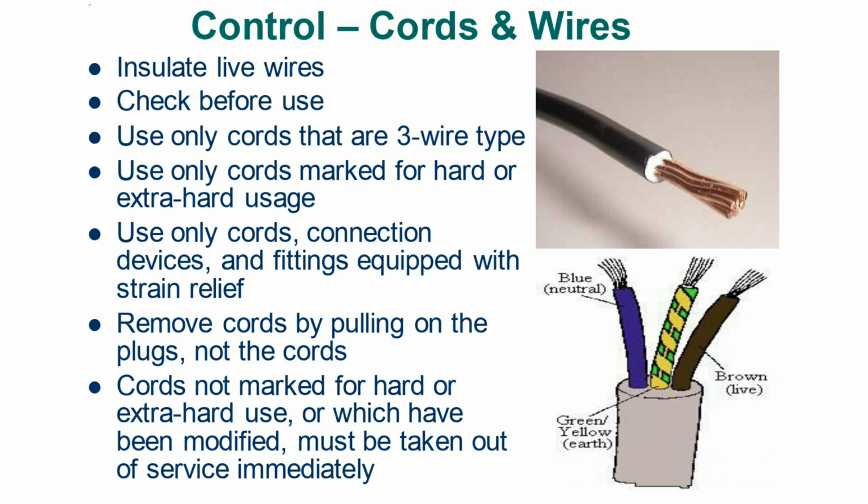Control: cords and wires. Insulate live wires. Check before use. Use only cords that are 3 wire type. Use only cords marked for hard or extra hard usage. Use only cords, connection devices, and fittings equipped with strain relief. Remove cords by pulling on the plugs, not the cords. Cords not marked for hard or extra hard use, or which have been modified, must be taken out of service immediately.